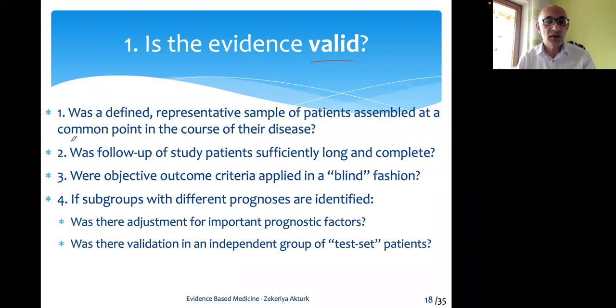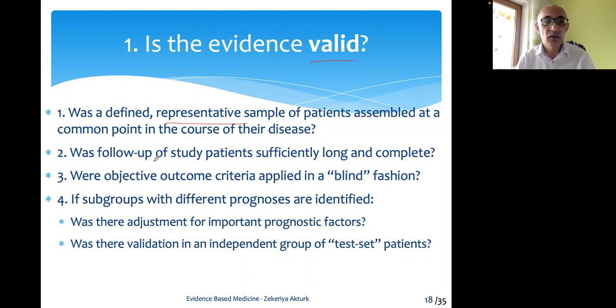Which questions do I need to answer? Was a defined representative sample of patients assembled at a common point in the course of their disease? So if they were all new patients, or old diagnosed patients, or very old people, or very young people, or a certain race, that all might make sense for yourself. So you need to know, first of all, about the representativeness of the sample. Who were the participants of the research?